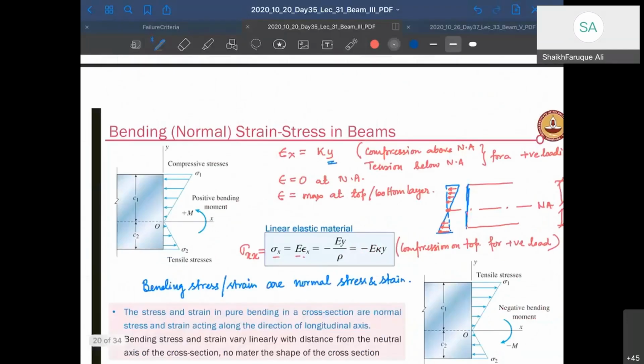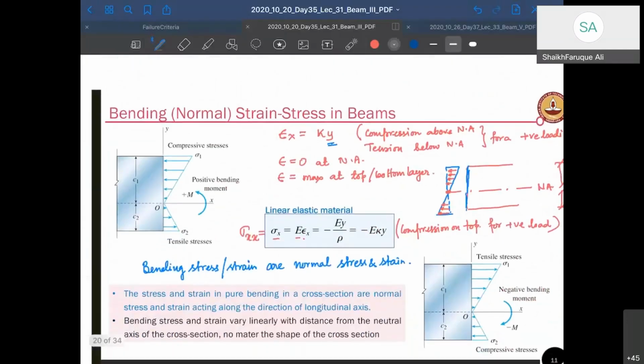Now quickly we will do the stress. Once you know the strain, stress is not difficult to find out. So sigma x is going to be E into epsilon x through Hooke's law, right? We are assuming a linear elastic material, small deformations. So sigma x is E into epsilon x, and that is minus E into y by rho, or minus E kappa y.